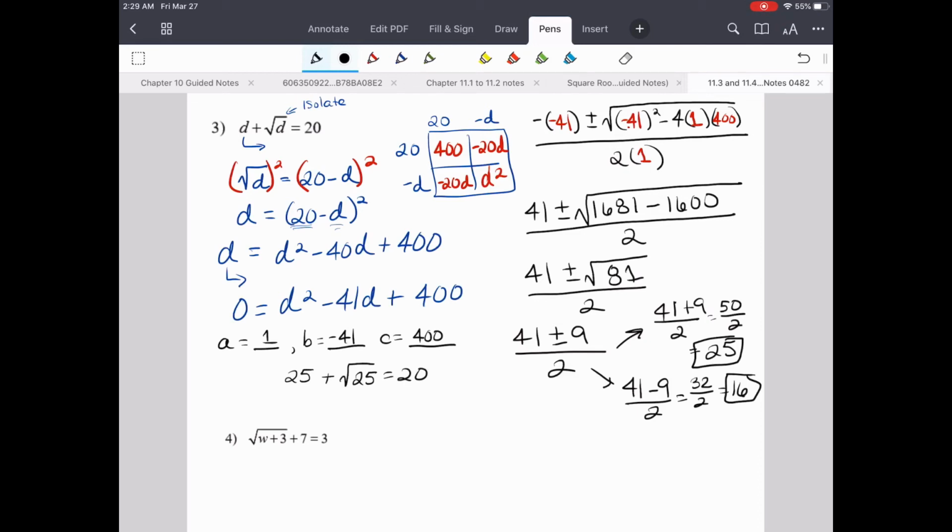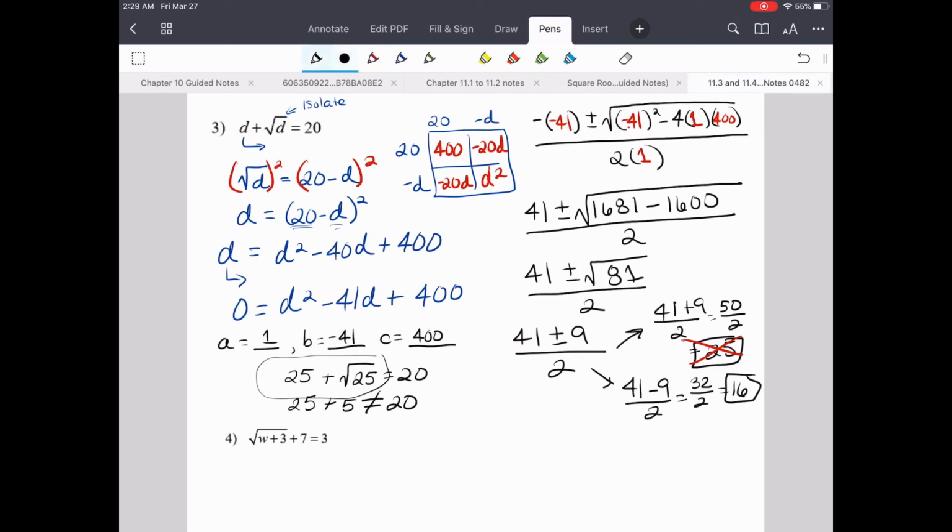And I want this side to equal 20, right? So you got 25 plus the square root of 25 is 5. And that does not equal 20. So 25 plus 5 is 30. That does not work. So you can throw out 25. 25 is an erroneous answer. It's a non-true answer.